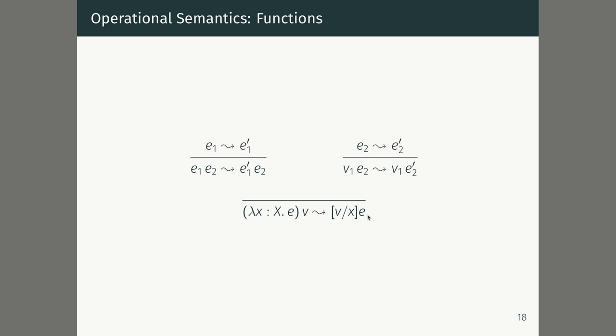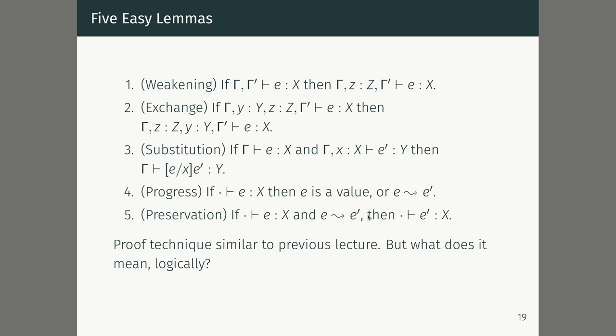So what we've done is give a set of reduction rules for the simply typed lambda calculus, and we can prove type safety, and it'll be the same pattern as in the last lecture. First, we prove weakening, which says that if e is a well-typed term in a context gamma prime, we're allowed to add new variables to it. So we can stick z colon big Z in the middle of the context, and e will still be well-typed. And if you have y and z in the context and e has the type x, then you can permute those variables and e will still have the type x. So neither weakening nor exchange changes the typability of a term.